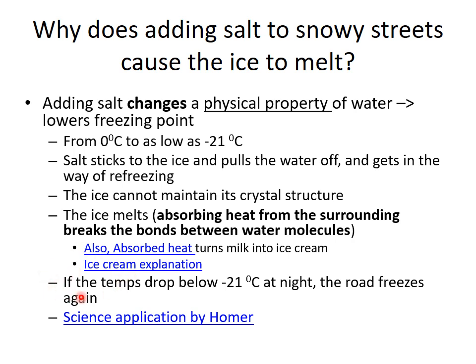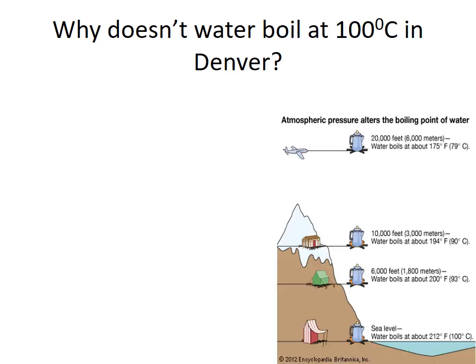Just one other little tangent here, thinking if you have a really cold night on the road, if it goes below 21 degrees Celsius at night, of course the road can refreeze. You just got to get cold enough, and even though salt can change the melting point, you can get to the point where that water ends up freezing itself.